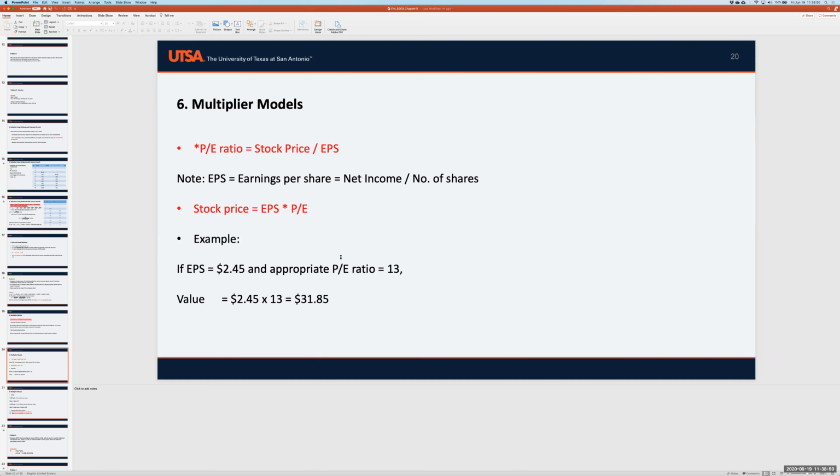Simple. So in this case, the PE ratio is given, right? You know the PE ratio, and you can calculate earnings per share for each company, because you can go to the balance sheet and find the net income and the number of shares, and then you can find earnings per share, and the multiplication of these values gives the price of the stock.